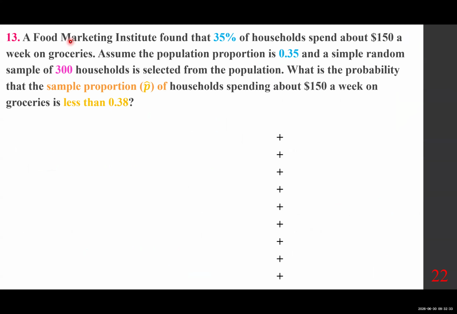A food marketing institute found that 35% of households spend about $150 a week on groceries. Assume the population proportion is 0.35 and a simple random sample of 300 households is selected from the population. What is the probability that the sample proportion P hat of households spending about $150 a week on groceries is less than 0.38? Okay.